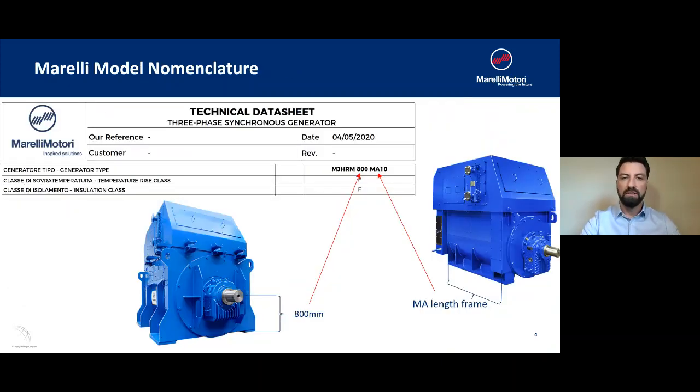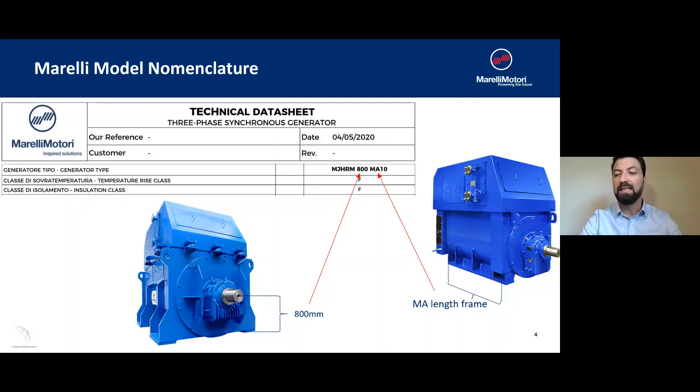Before we go to the datasheets, I would like to point out and describe our model nomenclature. For this generator, the MJHRM stands for the model series. In this case, this is a marine generator with an air to water heat exchanger on top. The 800 indicates the shaft height, which is the distance between the base of the generator and the middle of the shaft. In this case, it is 800 millimeters.